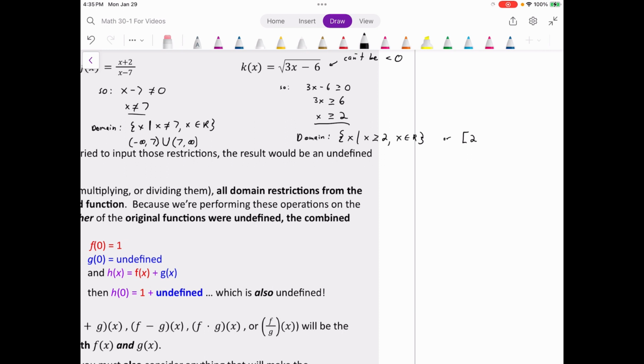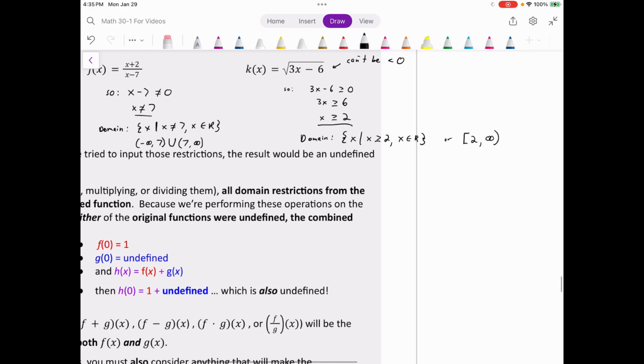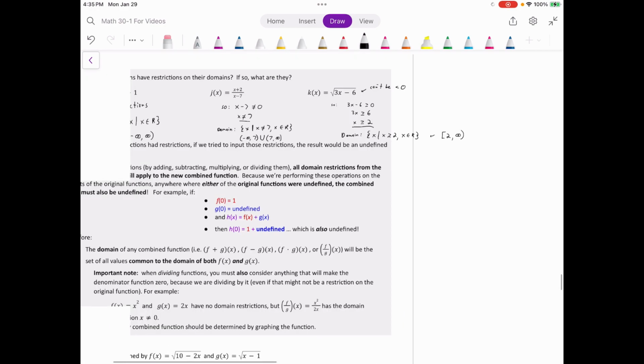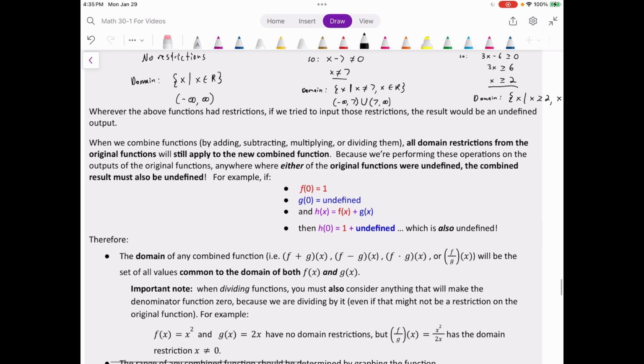It just can't be 1.999. Okay, or lower, and greater than or equal, so it can go all the way up to infinity without ever actually reaching infinity, of course. So there we go. There's our restrictions on the domain. Little reminder just of what domains are and why sometimes they're restricted.